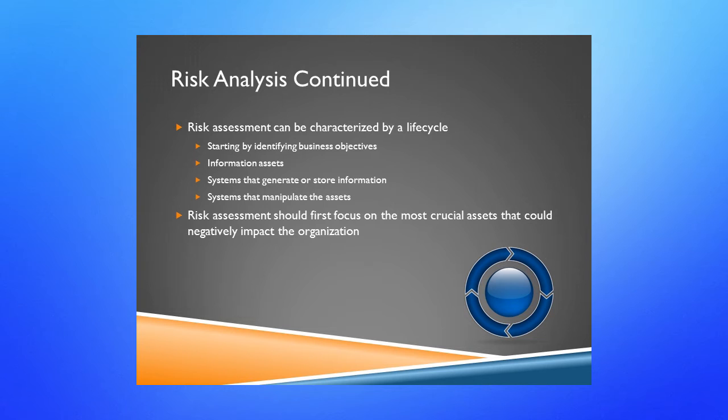That's what our business does. So the information asset about our customers is very important to us. That means we need to be looking at risk assessments of the systems that are generating that information and storing that information and manipulating that information. So risk assessment should first focus on the most crucial assets that could do the most damage or be the most costly impact to the organization.